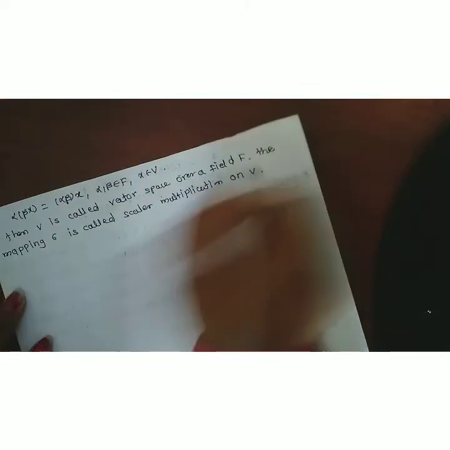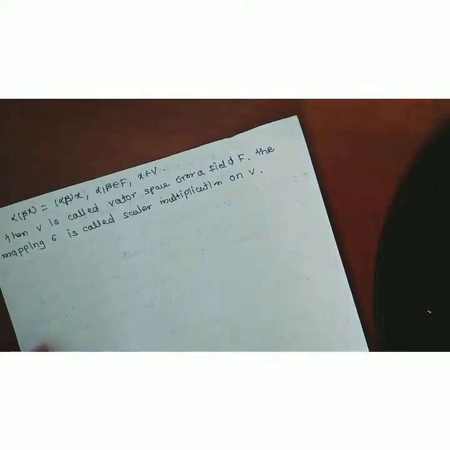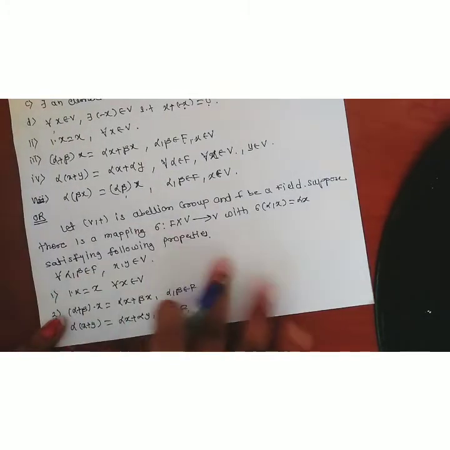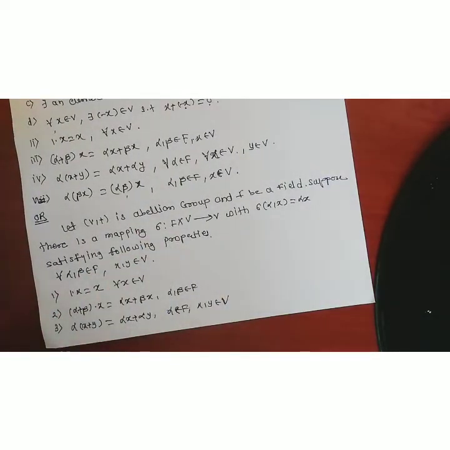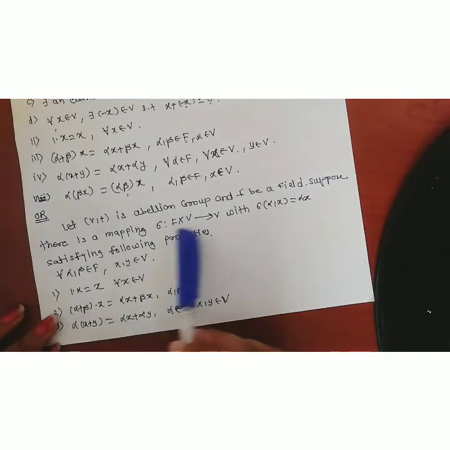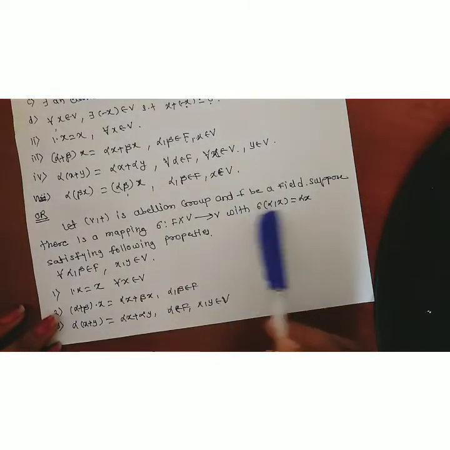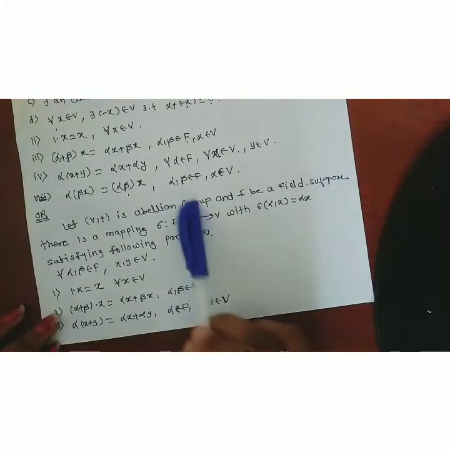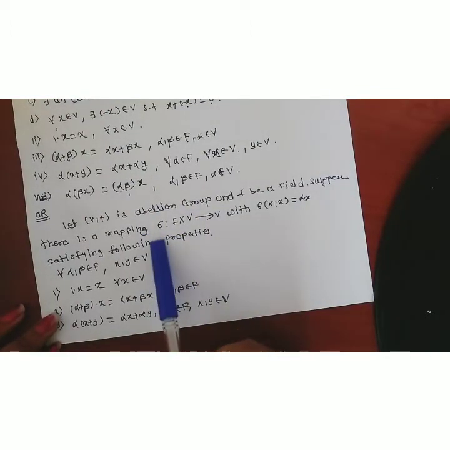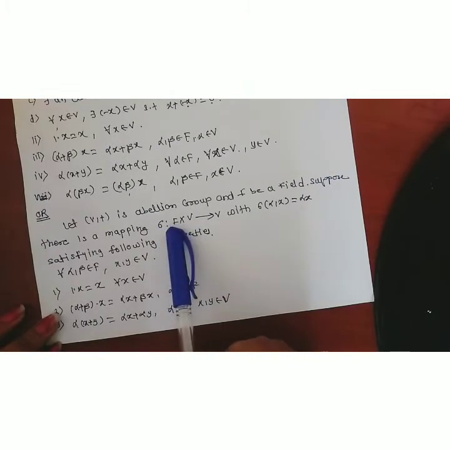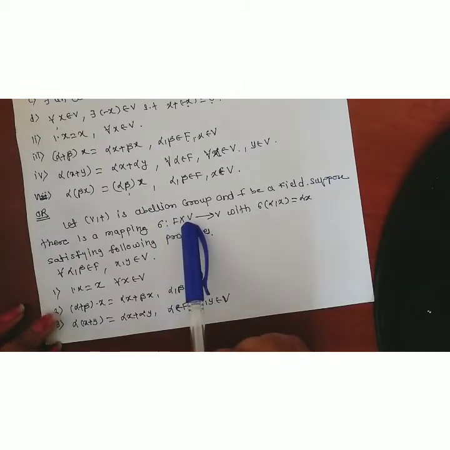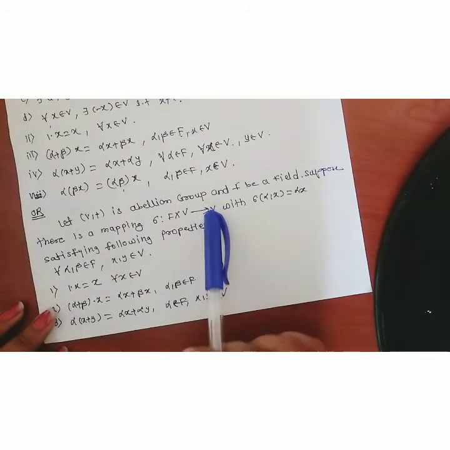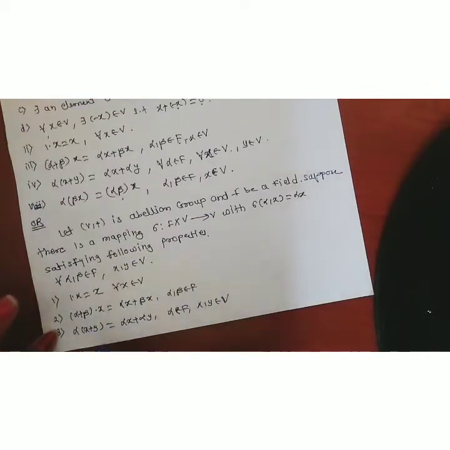Okay, this is nothing but another definition of a vector space. Here only a mapping is defined, sigma from F cross V to V, such that sigma of (alpha, x) is equal to alpha into x. Here the mapping is defined on ordered pairs from the field F cross V, and it maps to the elements of the vector space V, and all the properties are the same as above.